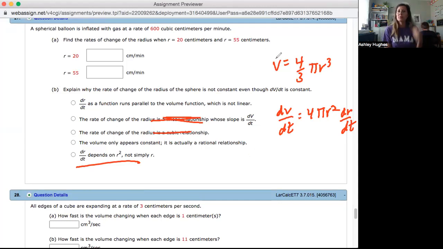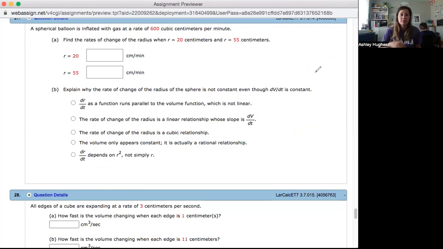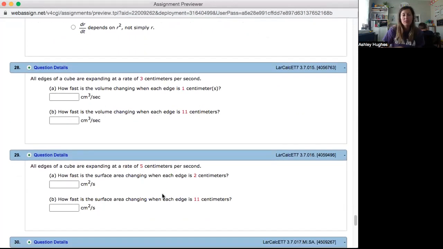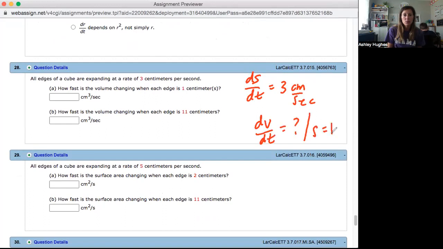So what's the last one? Okay. All edges of a cube are expanding at a rate of 3 centimeters per second. So ds/dt equals 3. How fast is the volume changing when the side is 1?